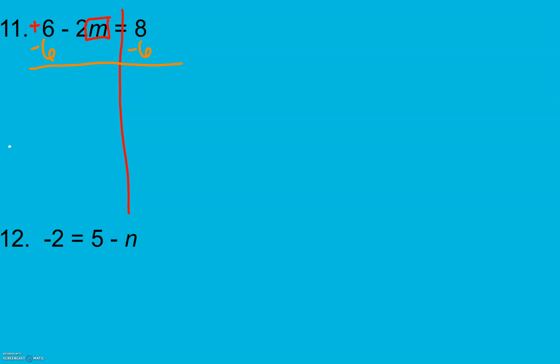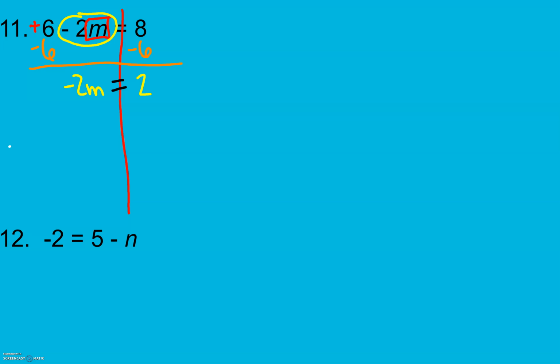6 minus 6 gets me to 0. So all I'm left with here is my negative 2m. And 8 minus 6 is 2. These are still equivalent because I didn't change my equation other than doing the exact same thing on each side. And when I do the exact same thing, it keeps it equivalent.